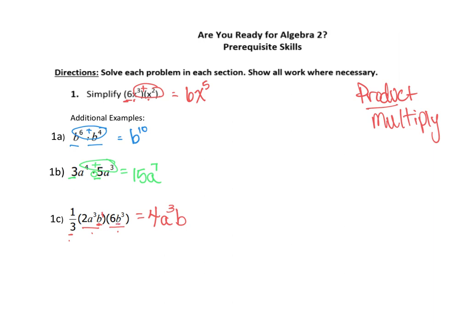And then we have 3 b's here. So that's why we're adding these together. 1 plus 3 makes 4. So b to the 4th power. And that's done. Okay, now moving on to our next rule.